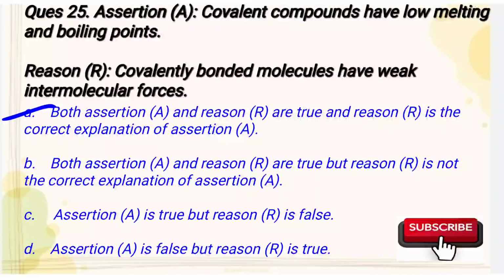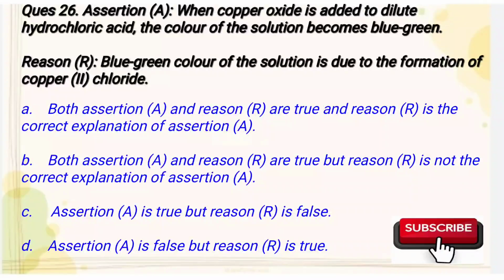Option A, both assertion and reason are true, and reason is the correct explanation of assertion. Assertion: when copper oxide is added to dilute hydrochloric acid, the color of the solution becomes blue-green. Reason: blue-green color of the solution is due to the formation of copper chloride.